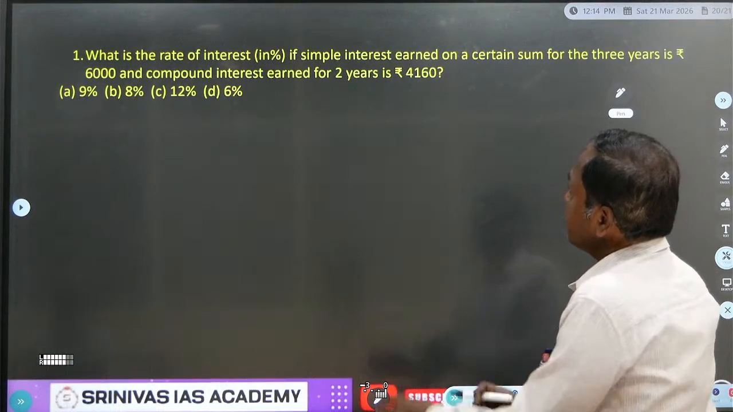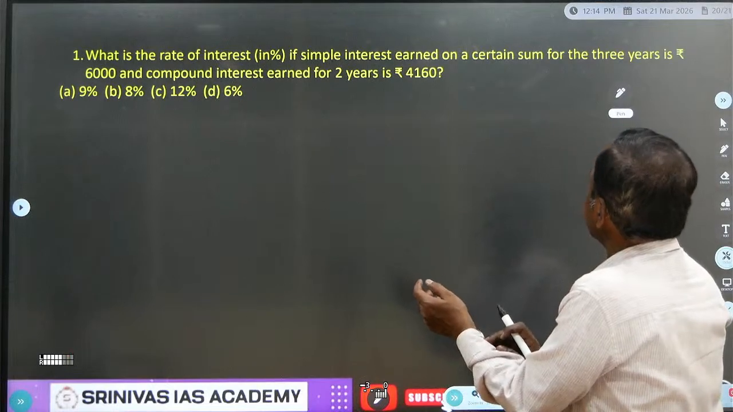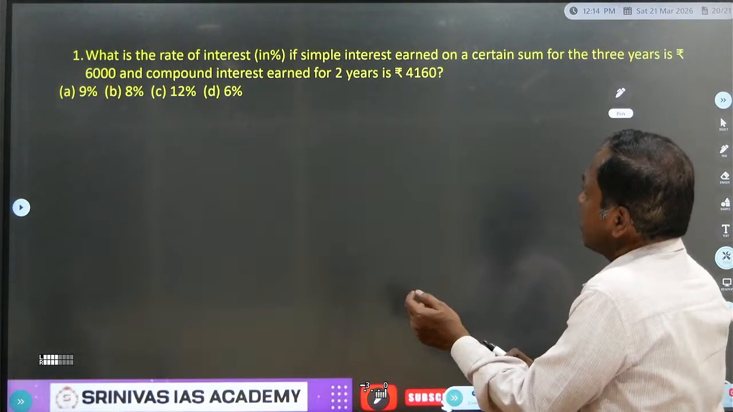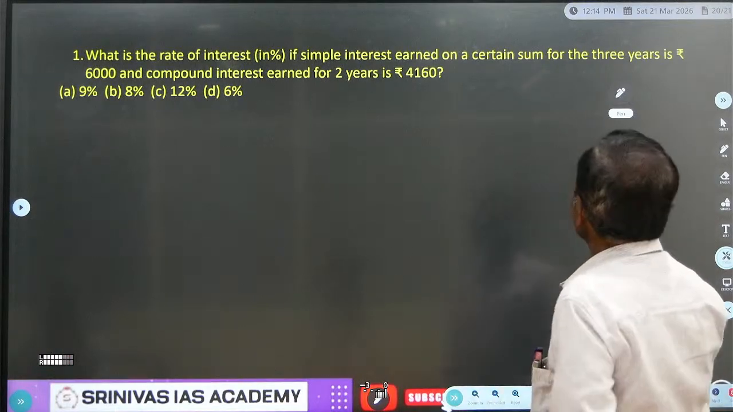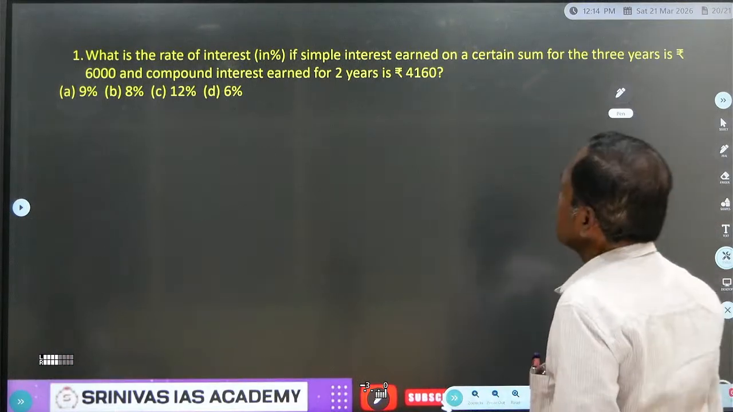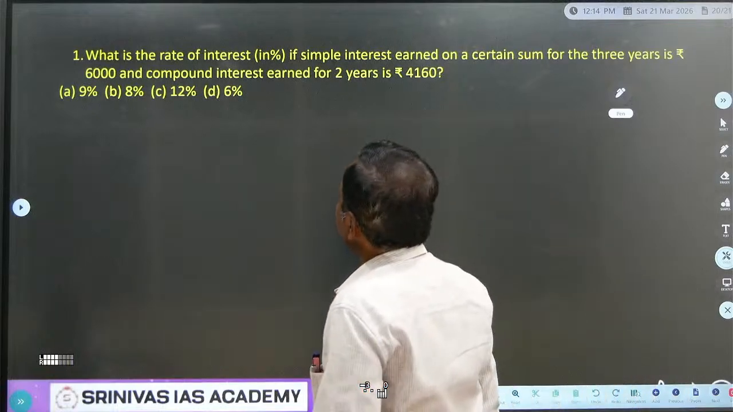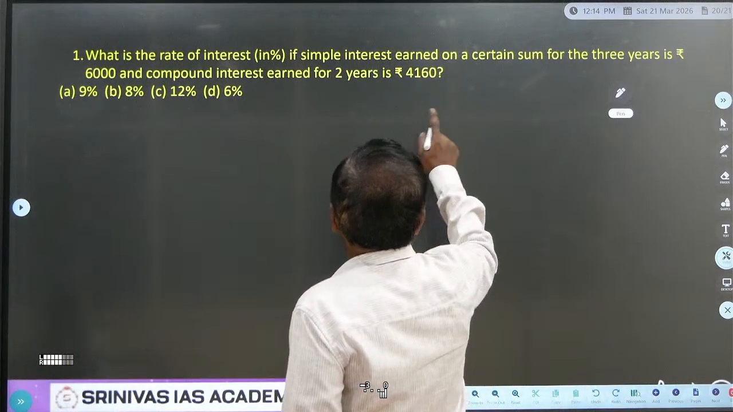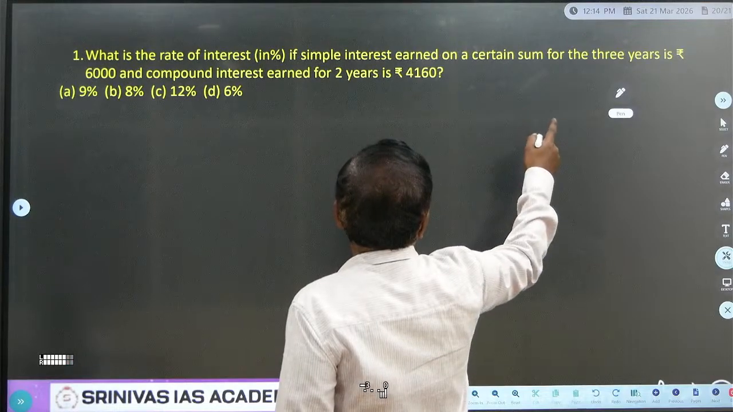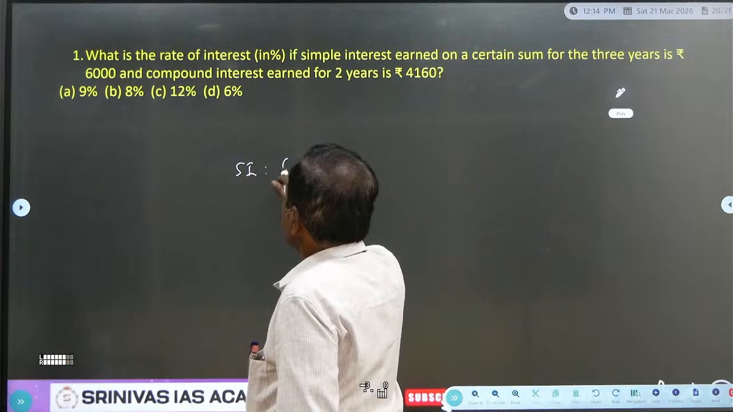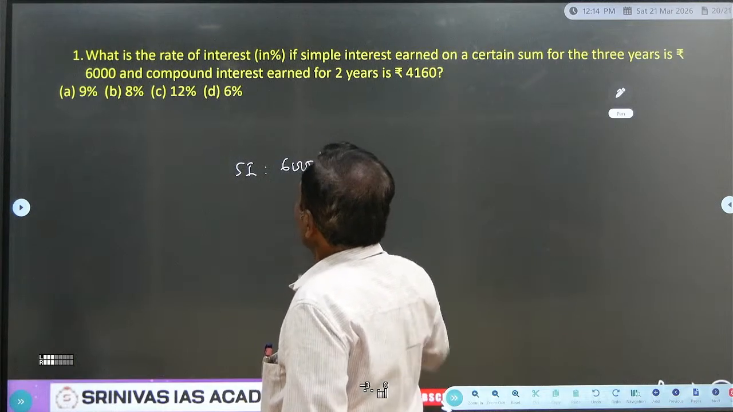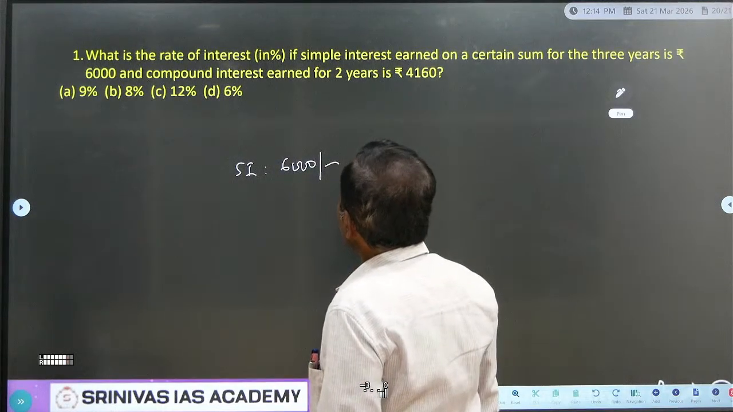What is the rate of interest? Simple interest earned on a certain sum for 3 years is so much. Compound interest earned for 2 years is 4,160. What is the rate of interest? If simple interest earned on a certain sum for 3 years is rupees 6,000.